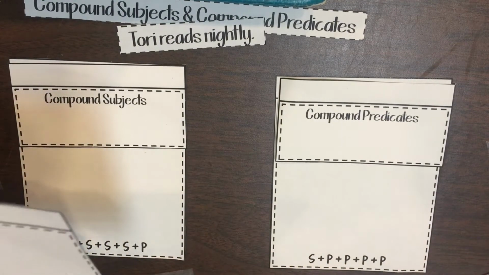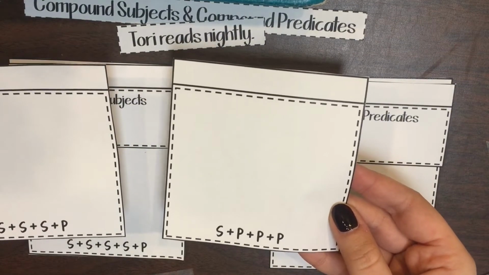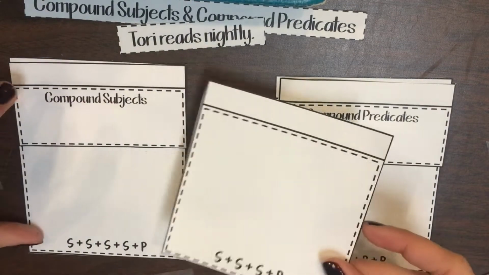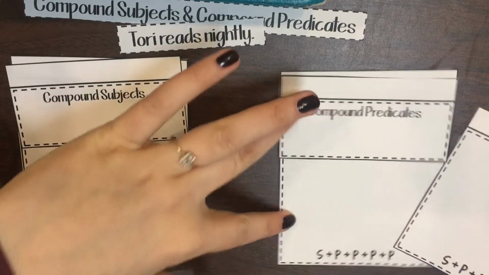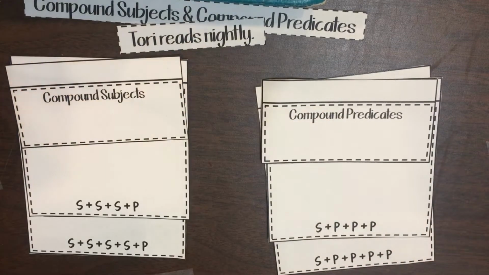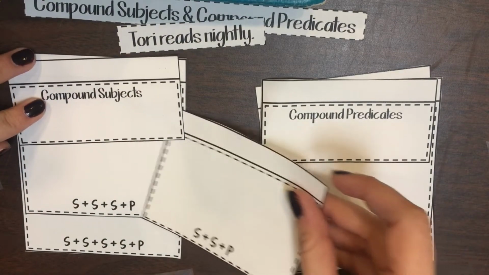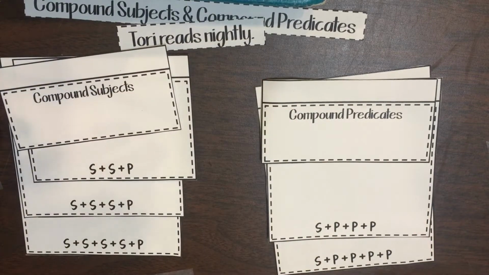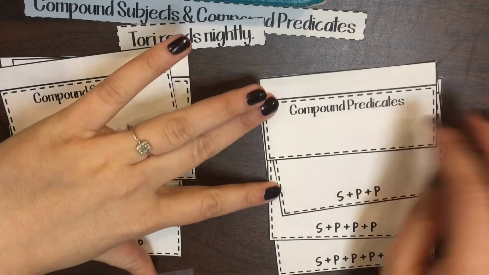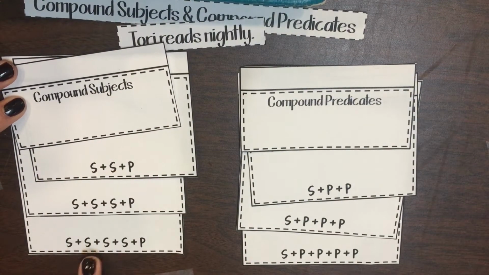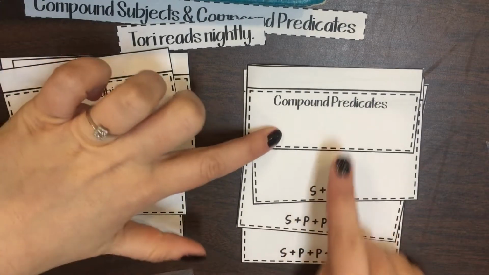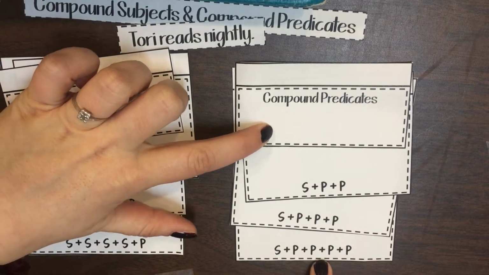Next, we want to get our next biggest size ones, these ones here. And we want to put, again, the one with the S's together, and we'll put that right there. And the one with the P's, put that together over here. Then you should have two more pieces, so the one that has two S's on them, put them together there. The one that has two P's, put them together here. So you should have compound subjects: two S's, three S's, four S's. Compound predicates: two P's, three P's, four P's.